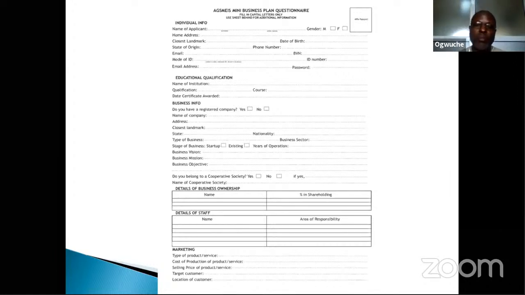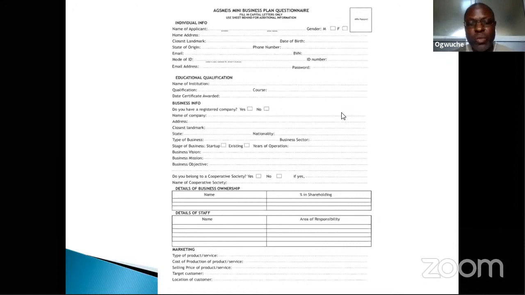Then the closest landmark, again, just give us the closest landmark to your office. All right, state, here is your own state where the business is located. You let us know where the business is located. And then, of course, your nationality. Type of business. Here, there are various types of business activities. And then, of course, the other section says business sector.